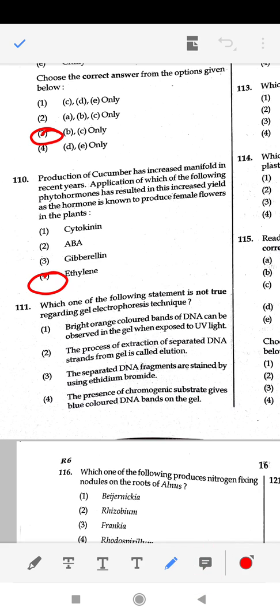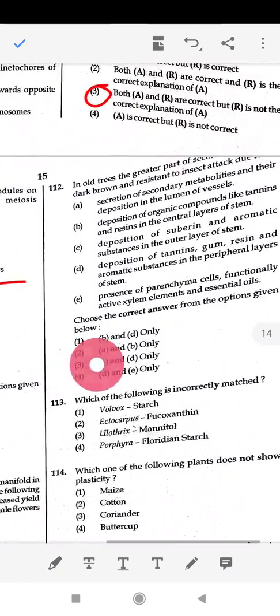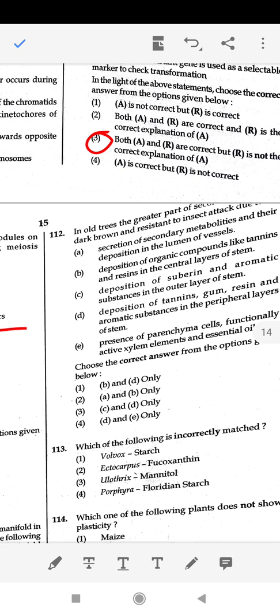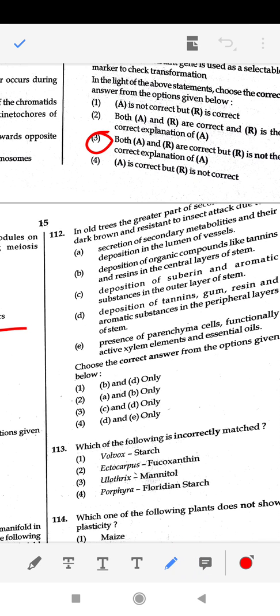Next question is, which one of the following statement is not true regarding gel electrophoresis technique? That is, presence of chromogenic substrate gives blue colored DNA bands on the gel. This is the incorrect one. Next is, in older trees, the greater part of secondary xylem is dark brown and resistant to insect attack due to the presence of? Which option will be the right one? Option number 2: deposition of organic compound like tannins and resins in the central layers of stem. Next question is, which of the following is incorrectly matched? 3 is the right answer.